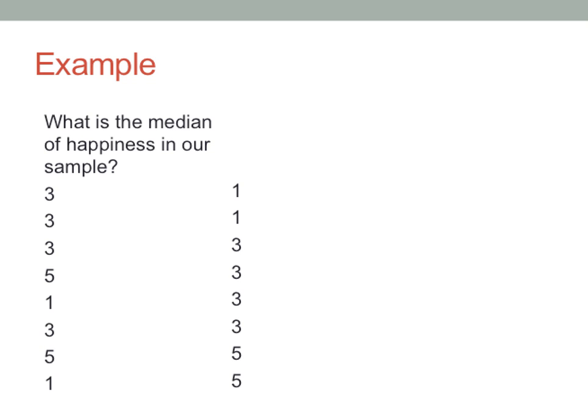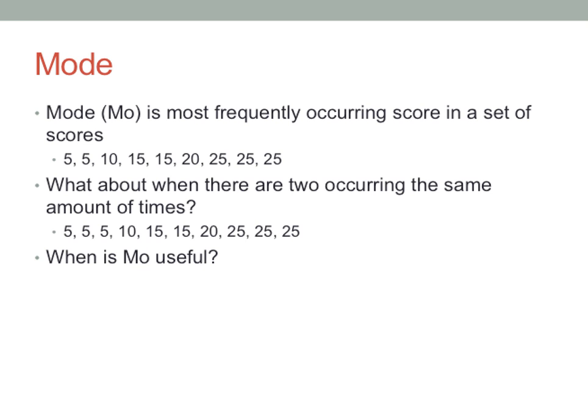Wonderful. So let's move on now to talk about our third, and that is mode. So the mode is the most frequently occurring score in a set of scores. So we're not really going to be doing math here as much as counting up our scores. So in this first example, we have two 5s, 1 10, two 15s, 1 20, and three 25s. The mode here is 25.